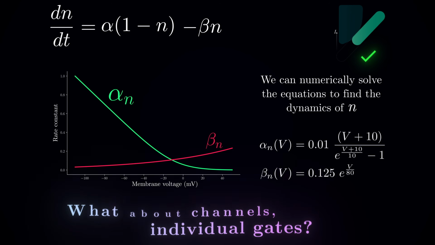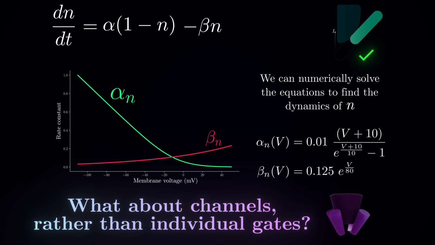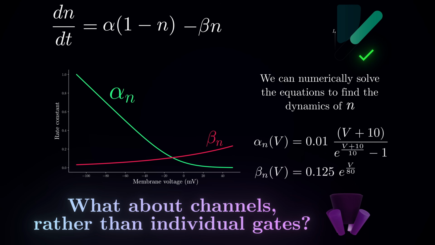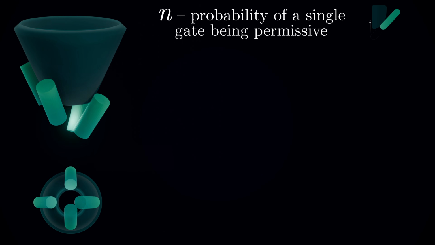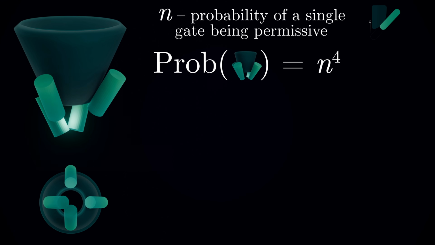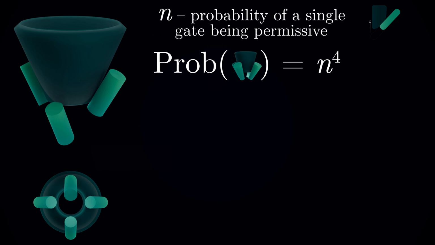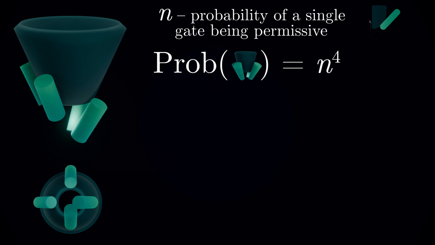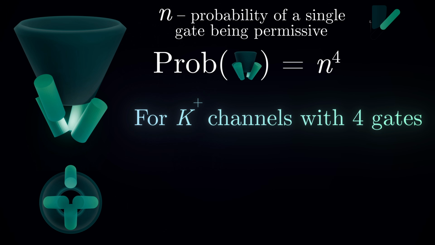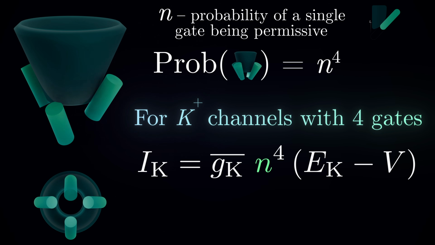But what about channels that require multiple gates to be in the correct configuration to allow ion flow? Here, the probability theory gives us a simple answer. If the probability of a single gate being in its permissive state is n, then for a channel with 4 independent gates, for example, the probability of all gates being permissive, and thus the channel being open, must be n raised to the 4th power. This is precisely what Hodgkin and Huxley found for potassium currents: the conductance was proportional to the fourth power of n.